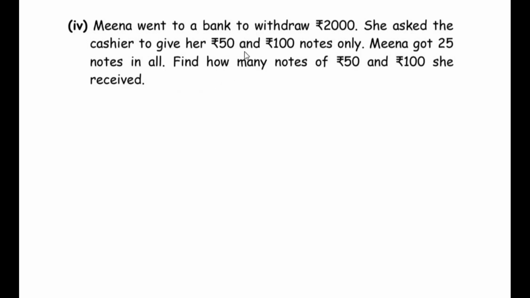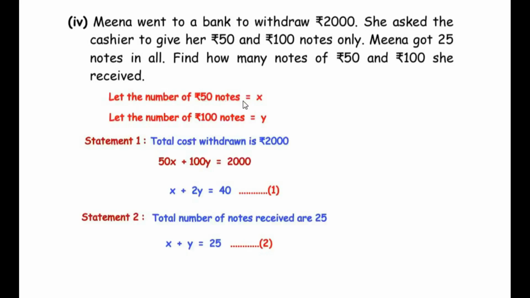Meena went to a bank to withdraw 2000 rupees. Now she has asked the cashier to give her only 50 rupees notes and only 100 rupees notes. So in total she gets 25 notes, which will all add up together to give her 2000 rupees. Now we do not know how many 50 rupees notes she has received and how many 100 rupees notes she has received. So let us begin by writing, let the number of 50 rupees notes she received be equal to x and let the number of 100 rupees notes she received be equal to y.